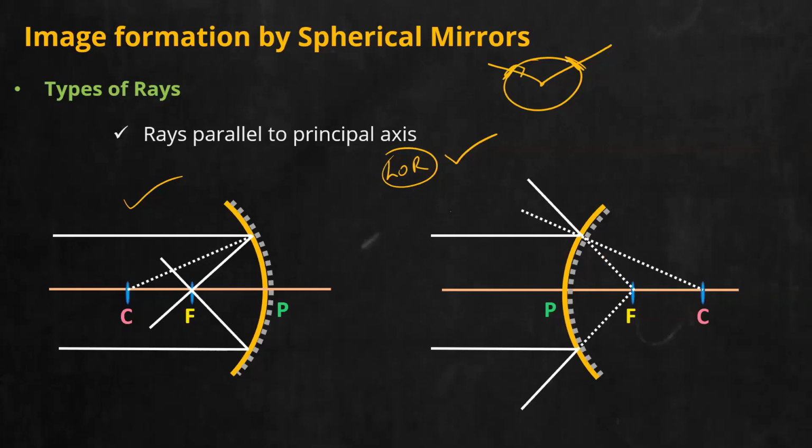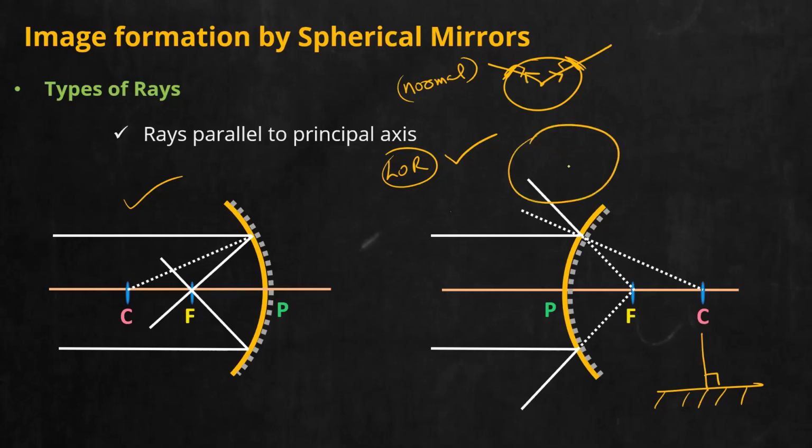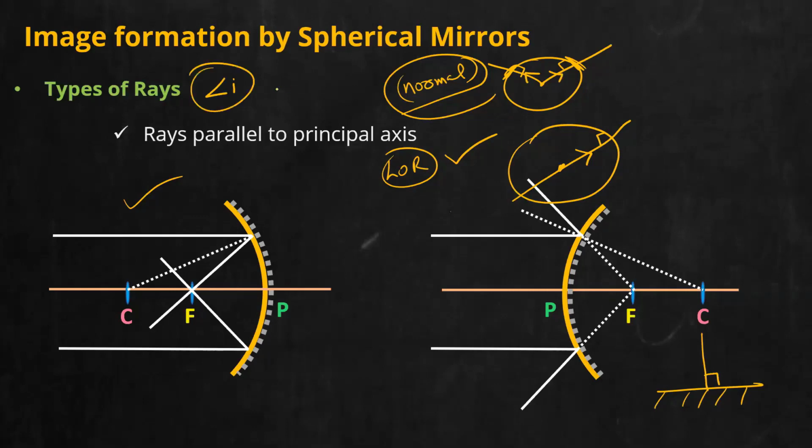So I can say any line passing through the center can be considered as the normal. In a plane mirror, we said the normal is a line perpendicular to the reflecting surface. But in a spherical mirror, to construct a normal, we consider a line passing through the center of curvature. So wherever you have a spherical mirror, you have to know the center of curvature. A straight line passing through the center of curvature will be your normal ray. Clear? And once you have the normal ray, we can easily find the angle of incidence and angle of reflection, because the angle of incidence is the angle between the normal and the incident ray.